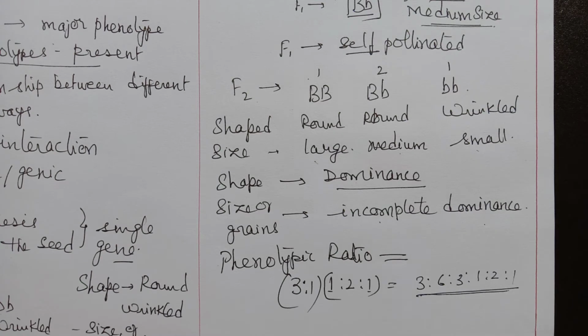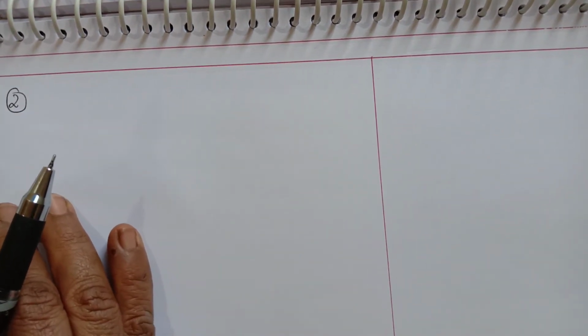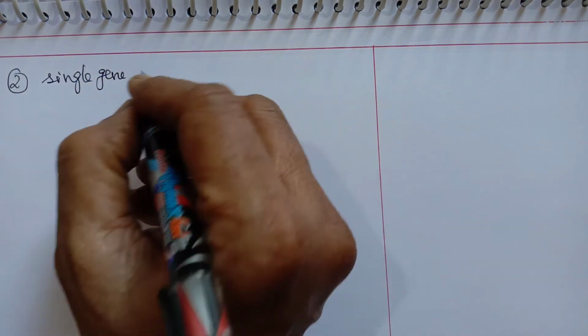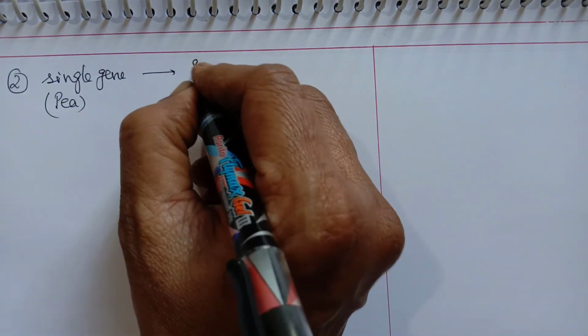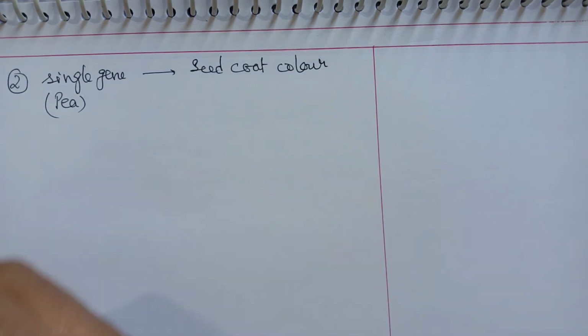Now, we find another character with respect to pea plant. Let us see the second example, how it is showing pleiotropy. In the second example, we find a single gene influencing three characters. This is also with respect to pea plant. It is influencing seed coat color.